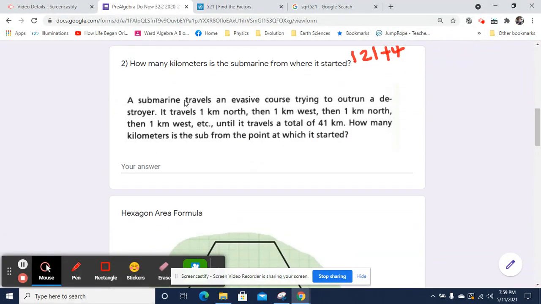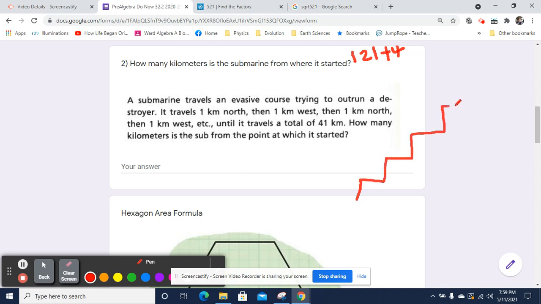The next one, we got a submarine on an evasive course. It's trying to outrun a destroyer. It travels 1 kilometer north and 1 kilometer west and 1 kilometer north and 1 kilometer west. It keeps basically zigzagging. And it travels a total of 41 kilometers. So it's going to keep going. It's going to end up going like that. Okay, so 1, 2, 1, 2, 1, 2, 1. So that's an odd number that we'll get to.